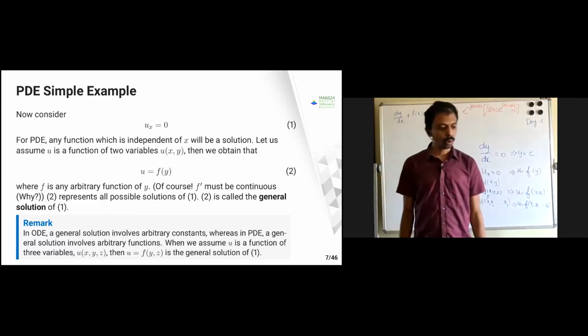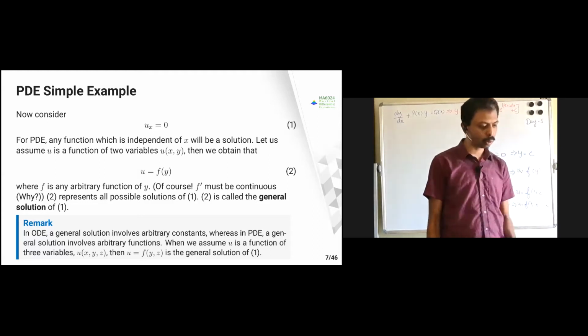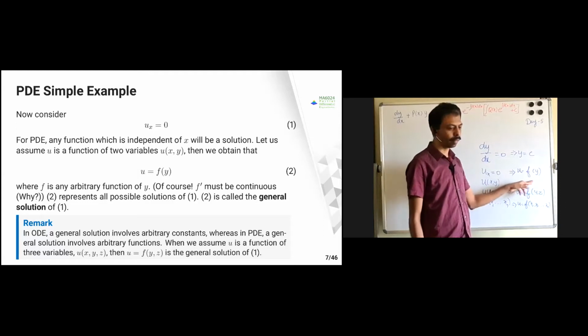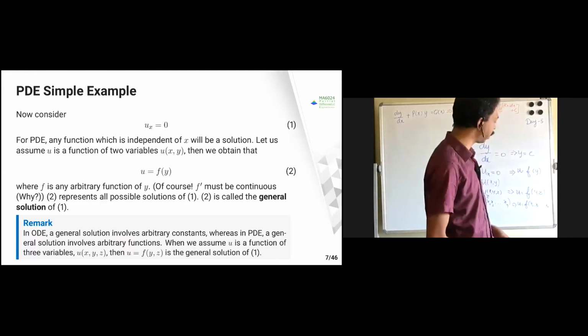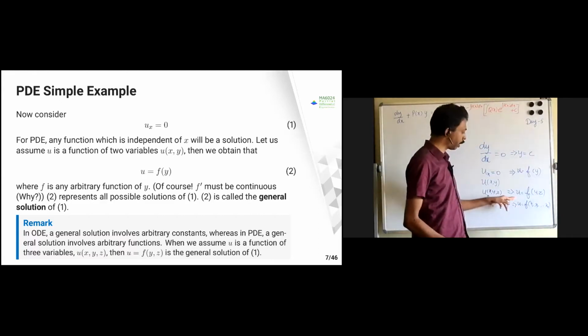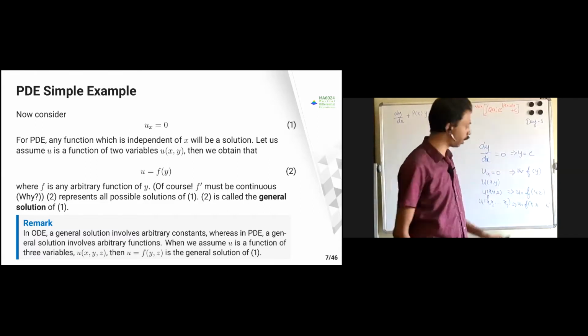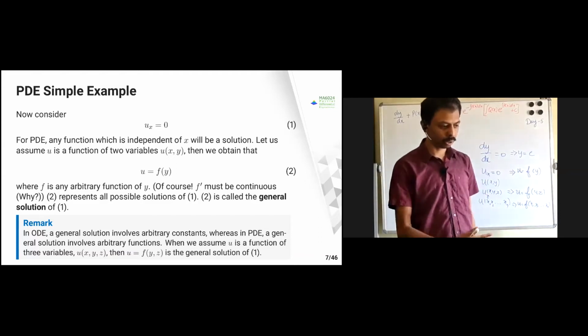So this 2 represents all possible solutions of 1, where 1 is the equation. This is called the general solution: u equal to f of y is the general solution of 1. As I said earlier, u of x comma y comma z implies u equal to f of y comma z. So if you increase the number of independent variables, the solution also will change. Any doubts in this? This is the basic idea we are going to develop further.